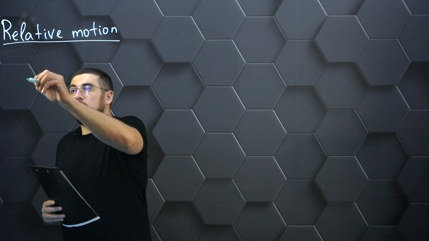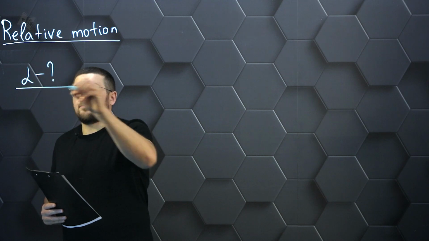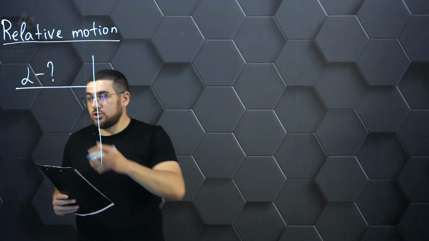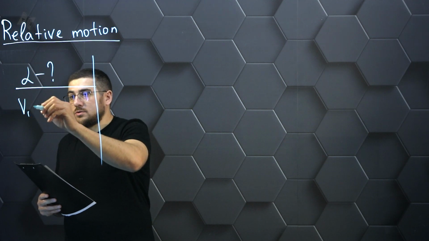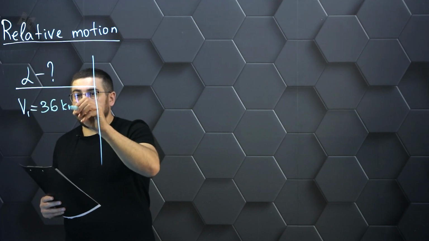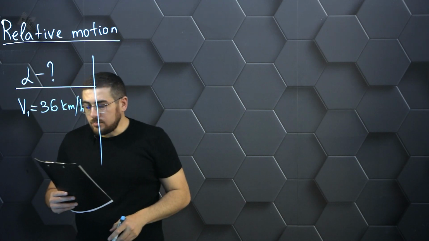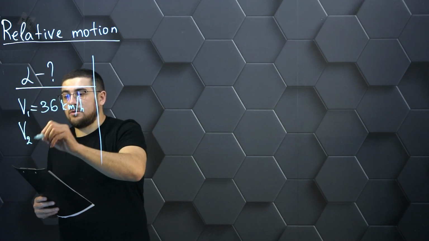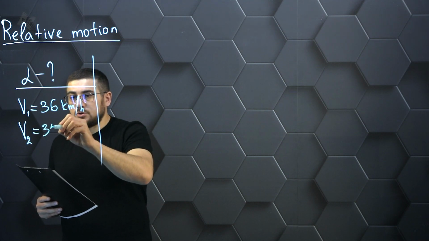We will need to determine the direction in which the pilot should move, that is, to direct his airplane. We will understand the direction as a certain angle, denoted by the letter alpha, and the wind speed is known in this case. Let it be the speed v1 equal to 36 kilometers per hour. And we also know the speed of the airplane itself. Let's call it v2, 350 kilometers per hour.